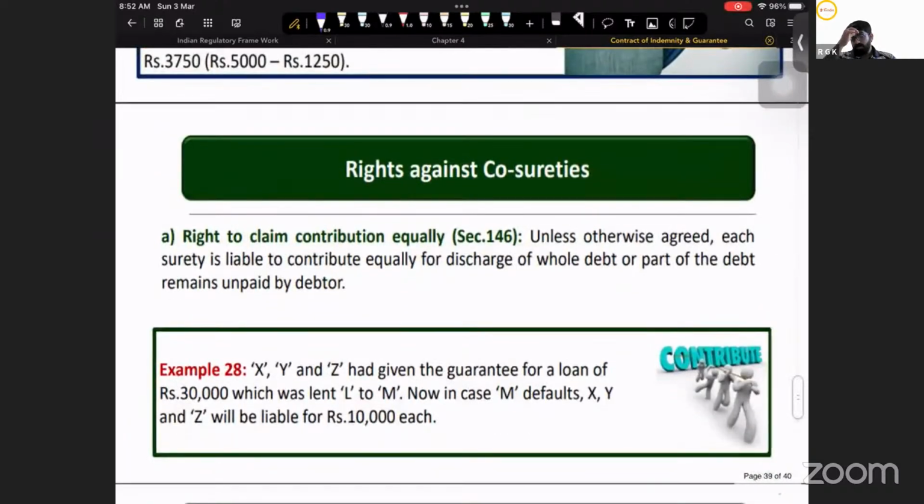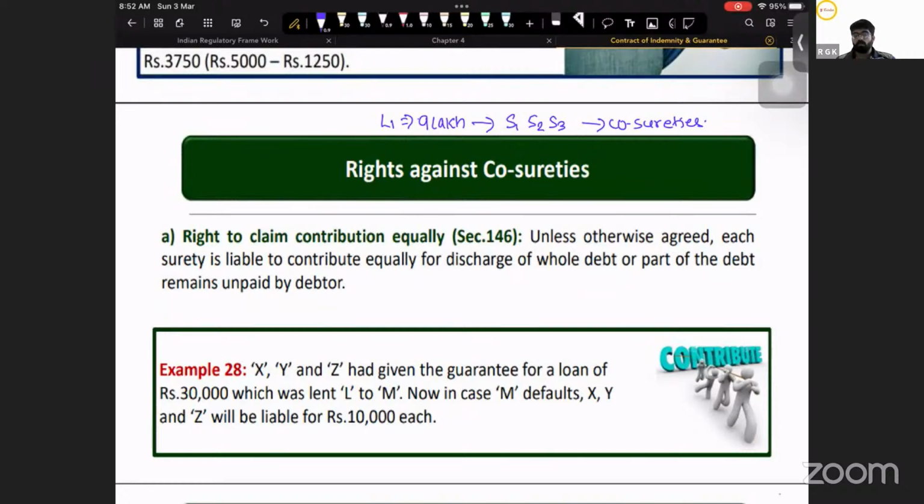Moving on further, rights against co-sureties. Co-surety means a person who has joined as surety to the main person. So loan 1 is there, which is worth say 9 lakh, for which there are three co-sureties, surety 1, surety 2, surety 3. Each one of them is called a co-surety. Now, what will be the liability of co-sureties? That is what we are seeing here.